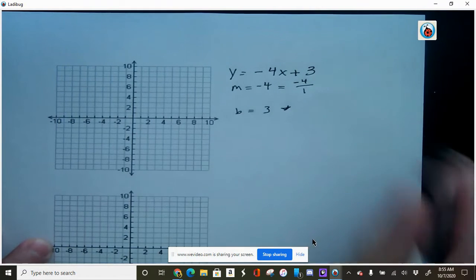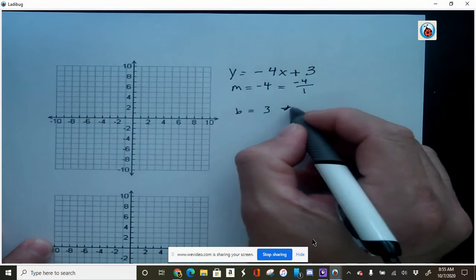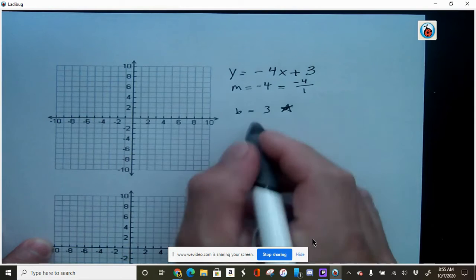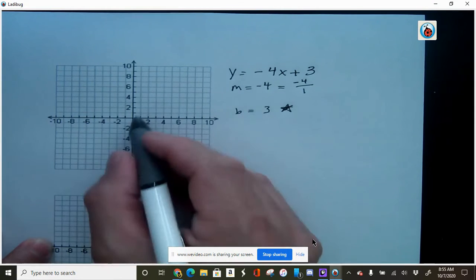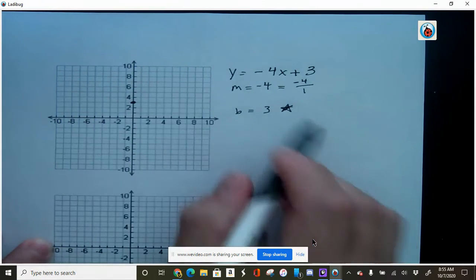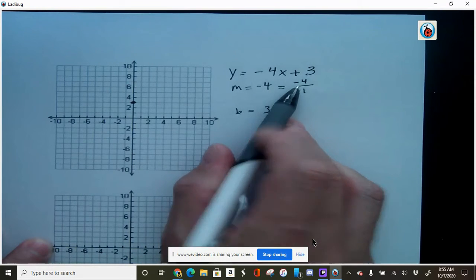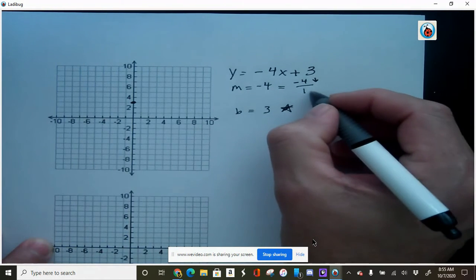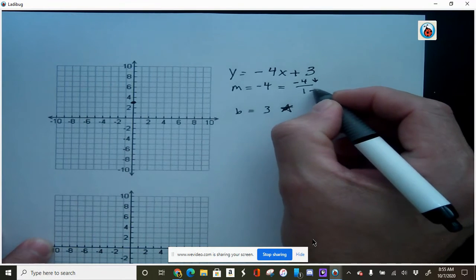It goes on my y-axis, and we do it first. That's supposed to be a star, just to let you know, hey, let's do this first. All right, positive 3 on my y-axis. Let's go up 1, 2, 3. Put a point. My slope is negative 4. We're going to go down 4, and then positive 1 down here. We're going to go right 1.